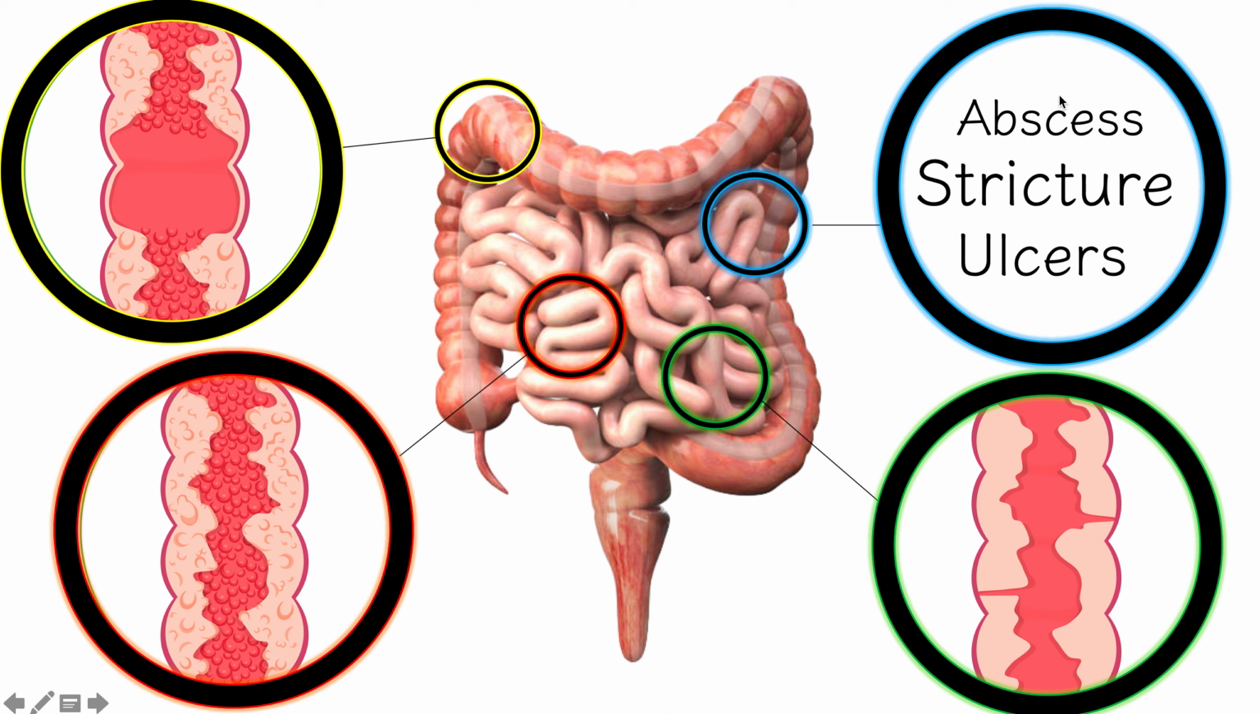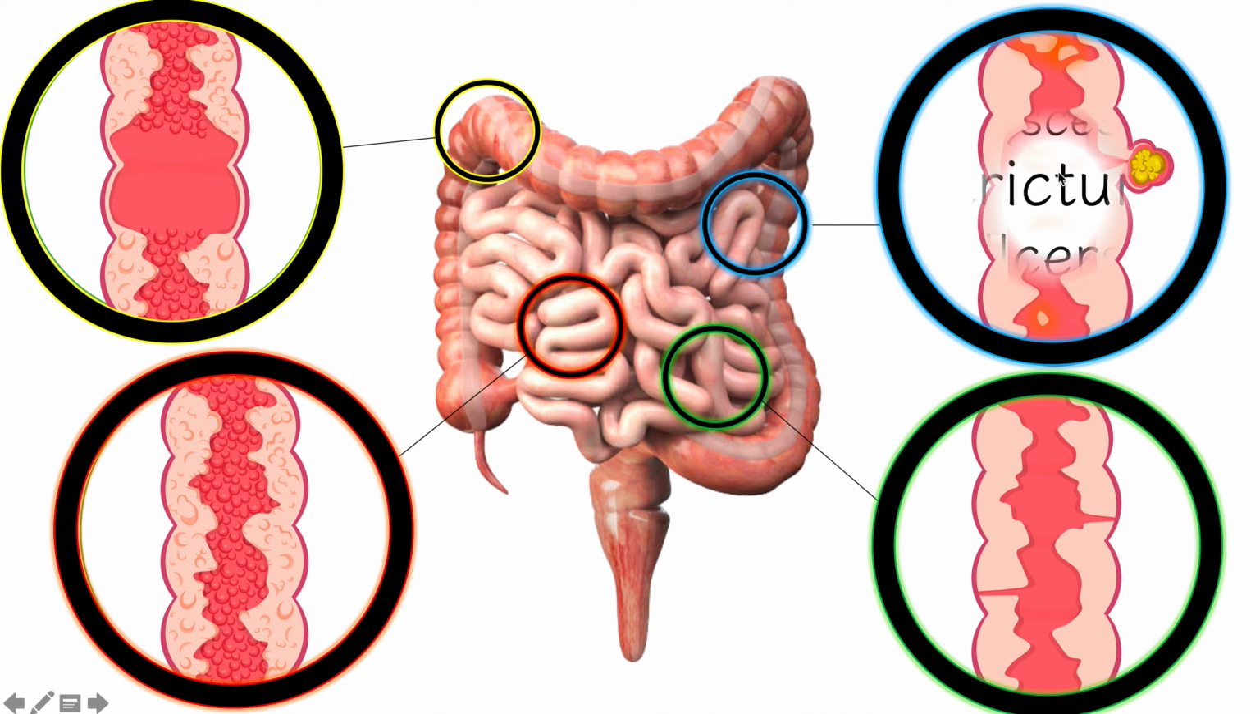Now, some other ones include abscesses, strictures, and ulcers. But these are not super unique to Crohn's disease, maybe just the abscesses, because these fistulas that start forming can start having an infection going on, and that causes an abscess, which looks kind of like this.